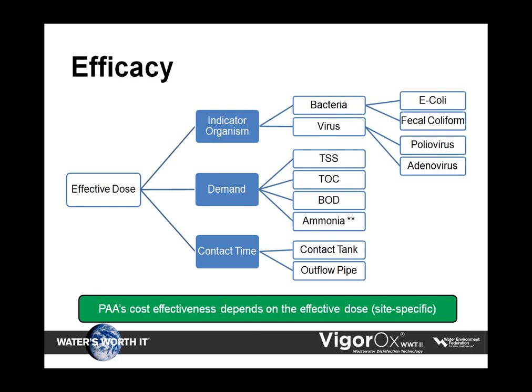The second factor is the demand for PAA created by all constituents in the water. Before disinfection can occur, enough PAA needs to be added to satisfy the demand. In most water applications, demand is proportional to total suspended solids, total organic carbon, and biological oxygen demand. And contrary to chlorine, ammonia does not create demand for PAA, which can be a significant advantage.